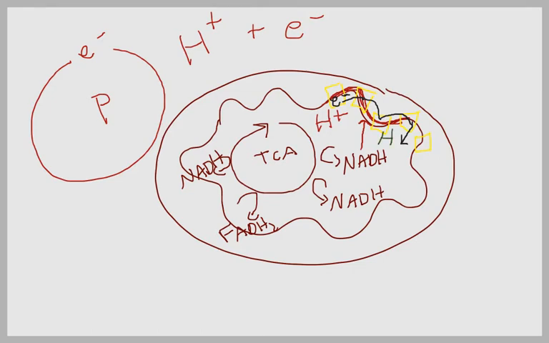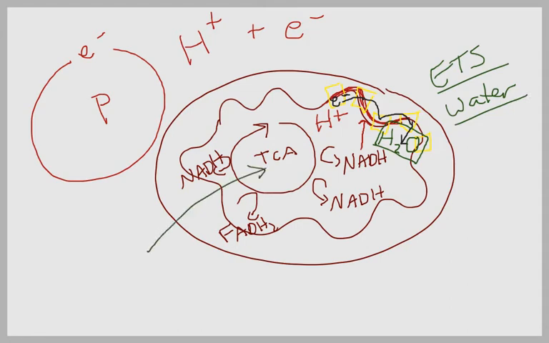that is floating around in the matrix with another hydrogen and also with an oxygen molecule. So here we have H2O, which we know is water. So the byproduct of the electron transport system is water. And remember what we said was the byproduct of the Krebs cycle? We said it was carbon dioxide.